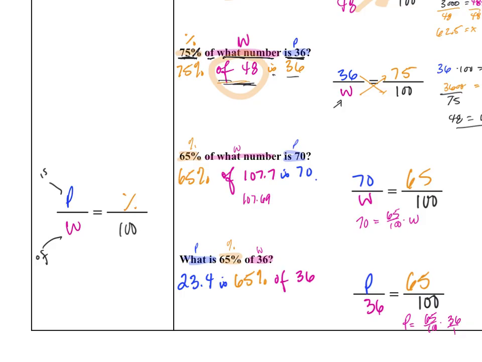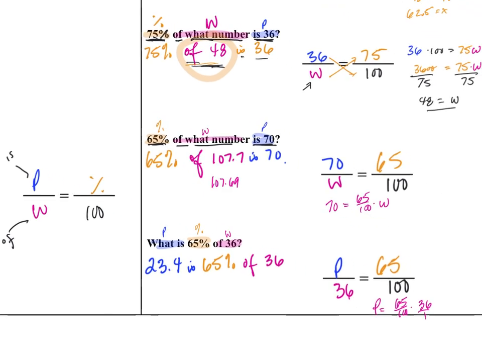Okay, when I look at this next one, they give me the percent. The "is" is attached to the 70. 70 is only attached to "is," so it must be the part. And again, it's "of what number," which means I'm finding the whole again. So hopefully you're starting to see a pattern. You're just going to set things up, right?